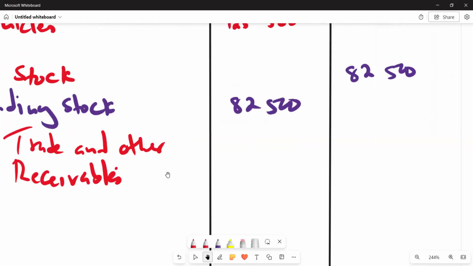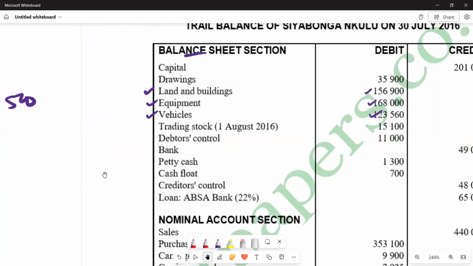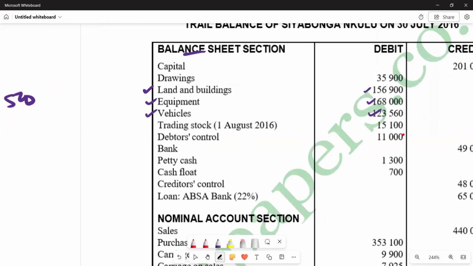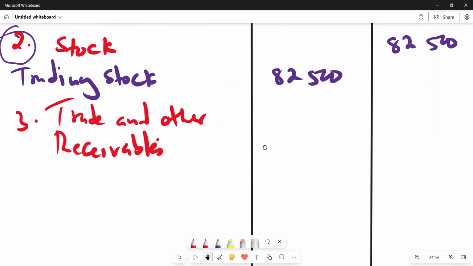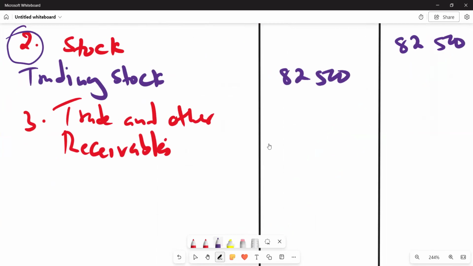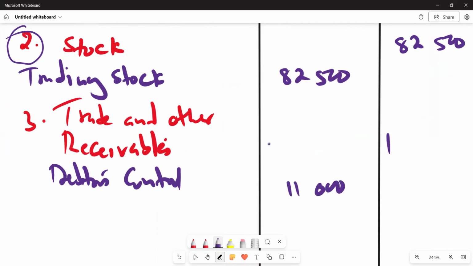So I will go to the question to find out about those elements. If you come here, you'll see that we have got debtors control, which is 11,000. And we check for other receivables in the question, in terms of prepayments of expenses or accrued income. See that we've got nothing. So it means the only trade and other receivable that is there is debtors control, and the figure we have is 11,000. It is also going to come in line with trade and other receivables as our total. Then we go to the next note.